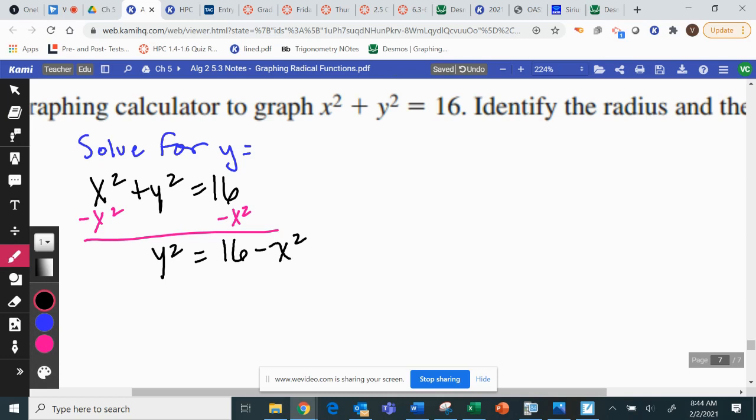Now, if you want to write negative x squared plus 16, that's totally fine. I'm just being lazy. I'm sticking it on the end. What do I do now to get y by itself? Square root both sides. And if I square root, I also have to put the plus minus. So get y equals plus minus square root 16 minus x squared.